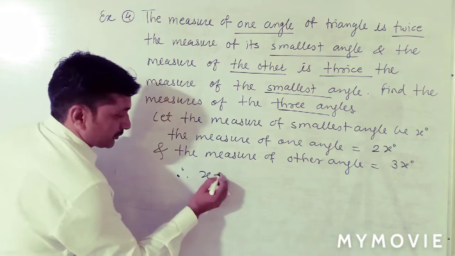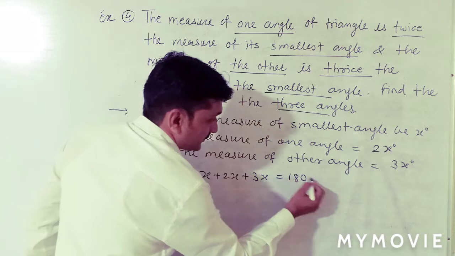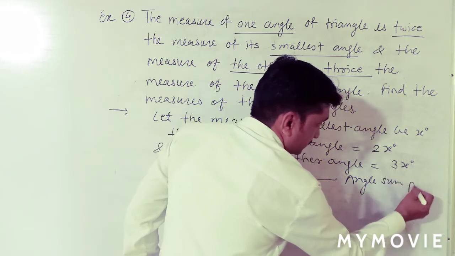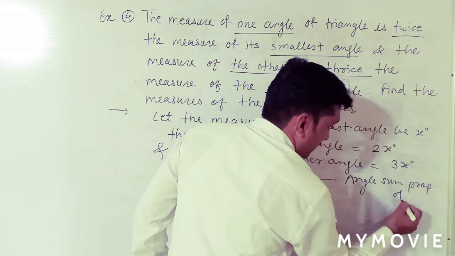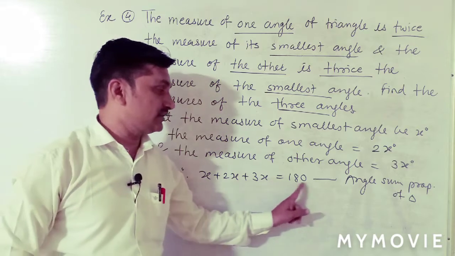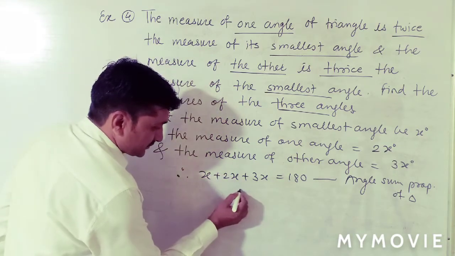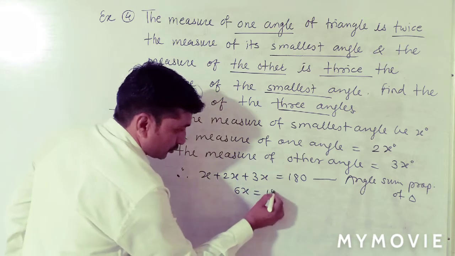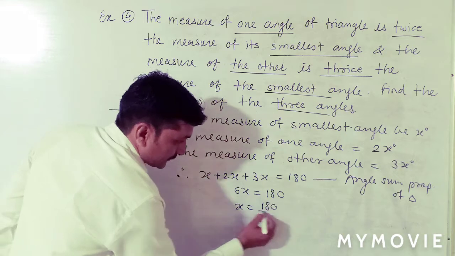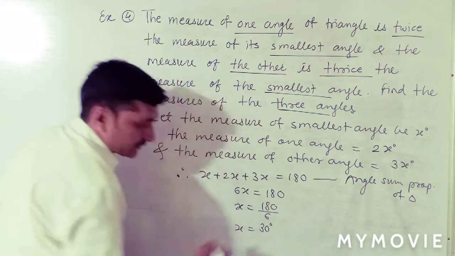Therefore, x plus 2x plus 3x is equal to 180. And here the reason is the angle sum property of a triangle. What is the angle sum property? The sum of three angles of a triangle is 180 degrees. Now add them. x plus 2x plus 3x, 6x is equal to 180. Then x is equal to 180 upon 6. x is equal to 30 degrees.